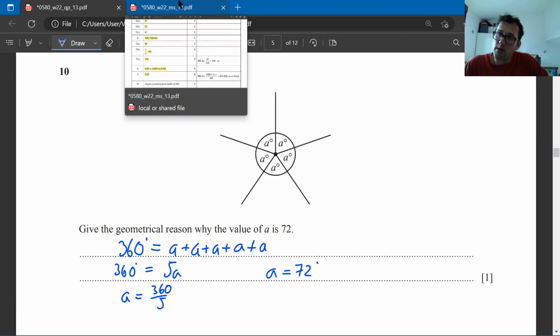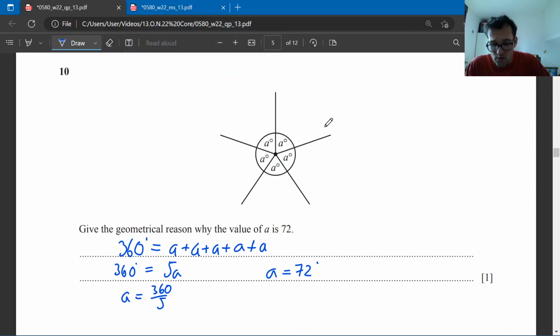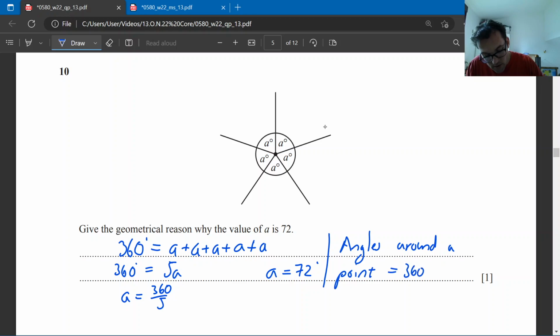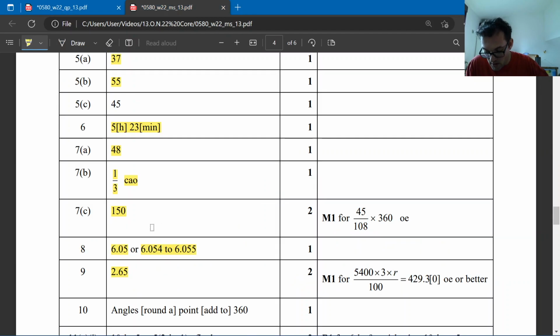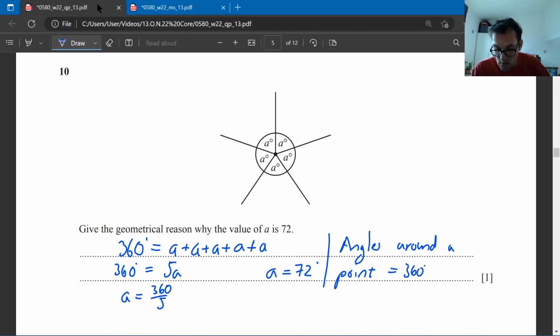I don't think I did the right thing here. I worked out that A is 72, but what's the geometrical reason? They want you to write a sentence. What they want you to write is: angles around a point equals 360 degrees. That's what they want to see, not the whole calculation.